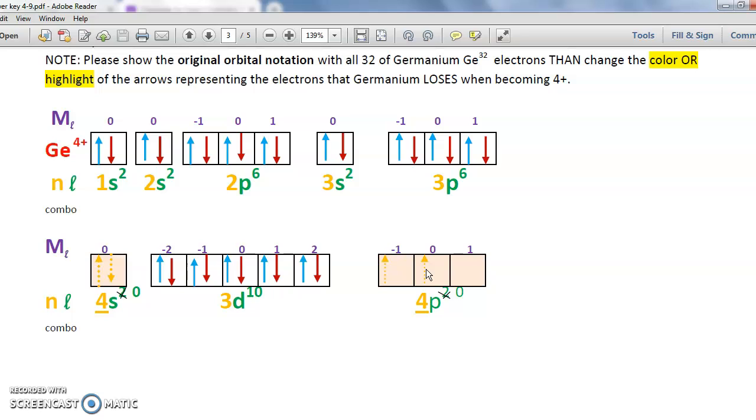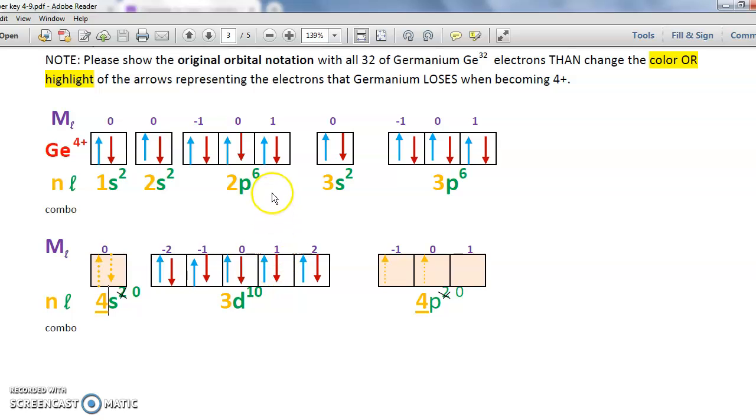Those 2 went first. Now, a lot of students will then pull electrons out of the 3D next. No, no, no. The 3D's not the valence. They are removed from the valence. Valence is the biggest numbers first. So they come from the 4p first, the 4s is second. So we're going to remove these two. Why?